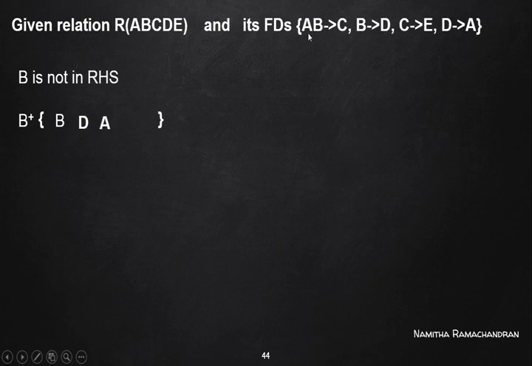Okay, now A is available in this closure set, and B is also available here in this closure set. So using this A and B, now we can derive C. C is also added here. If we know C, we can get E. Okay, so now it is clear that with the help of B, we can derive all the attribute values of our given relation R. That means if we know the value of B, we can derive all other attribute values of our given relation. So B is a candidate key.